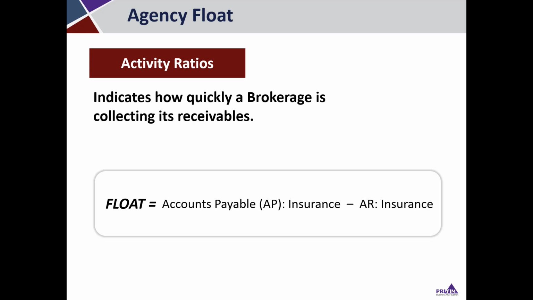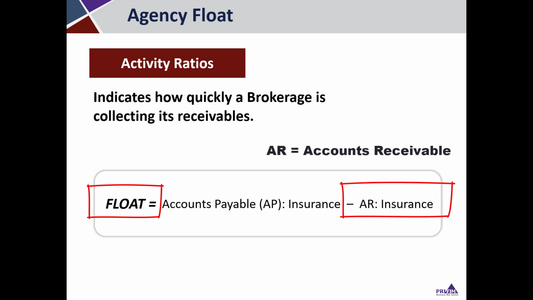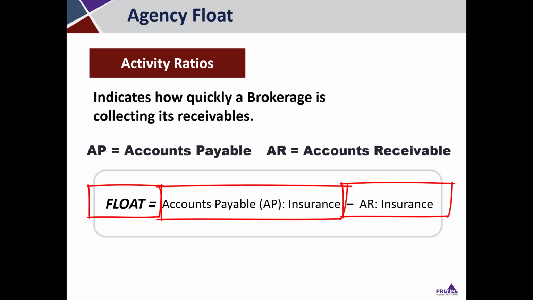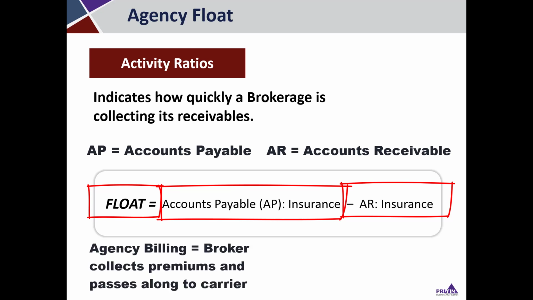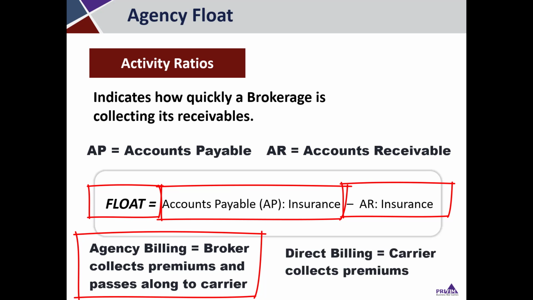The agency float ratio is focused on the broker's financial management, and it's specifically about insurance receivables, which is collecting premium payments from customers, and insurance payables, which is passing those premiums along to the carrier. And this is if you're doing agency billing. That is, you're the one who's collecting premiums from the customer on behalf of the carrier and then passing them along, as opposed to direct billing when the carrier collects from the insured.